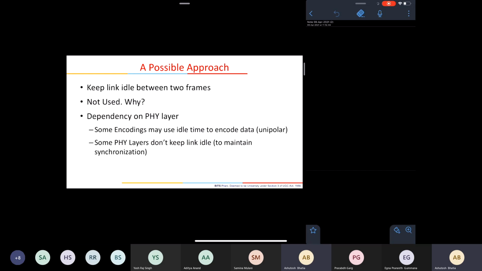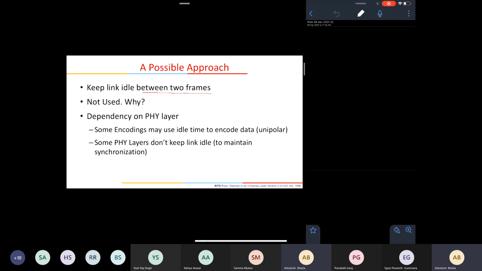So the first possible approach is to keep the link idle between two frames, and this is precisely what is used in Ethernet also. But there are certain issues why we in general don't use this technique. The first reason is that some encodings in the physical layer.